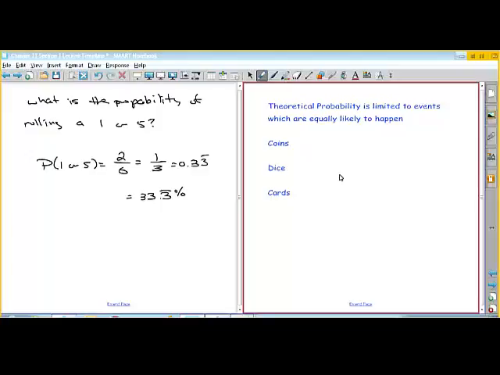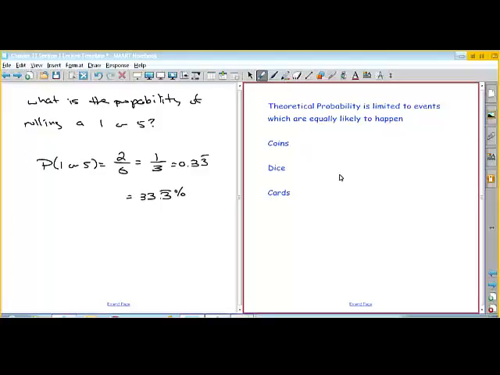The same way with cards, dealing cards, as long as you shuffle them and you randomly pick, well, it doesn't really have to randomly pick, I guess, but picking a card is going to be equally likely to pick any one of the 52 cards. So you can do theoretical probability for situations like that.